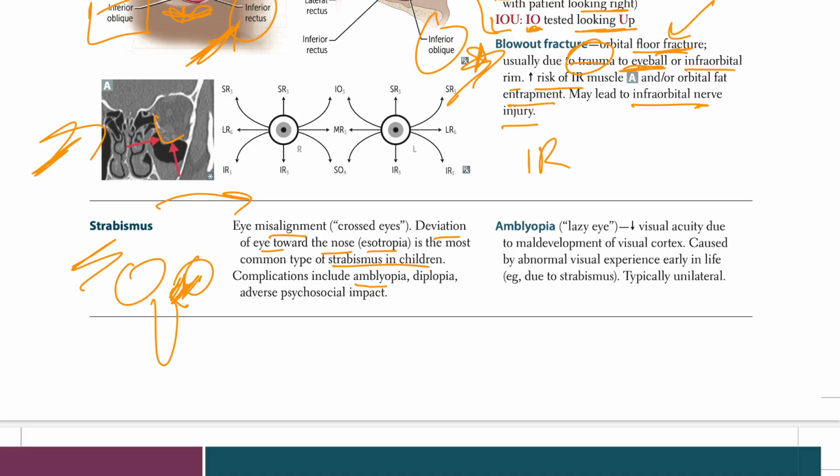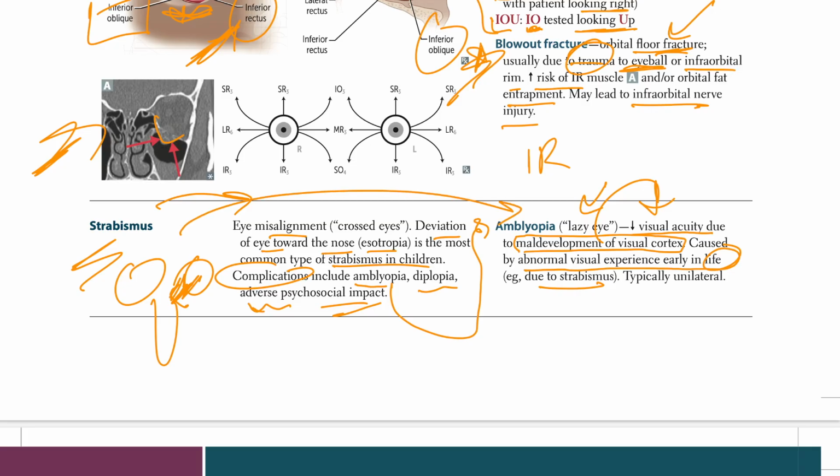I hope I'm saying it right. Amblyopia, yeah. Diplopia and adverse psychosocial impact. First, let's talk about amblyopia. Amblyopia is the lazy eye, meaning decreased visual acuity due to maldevelopment of the visual cortex. So you have a maldeveloped visual cortex that's going to cause a decrease in visual acuity, caused by abnormal visual experience earlier in life due to strabismus. So the strabismus complication is amblyopia, which is lazy eye. Typically unilateral, only one side is affected.